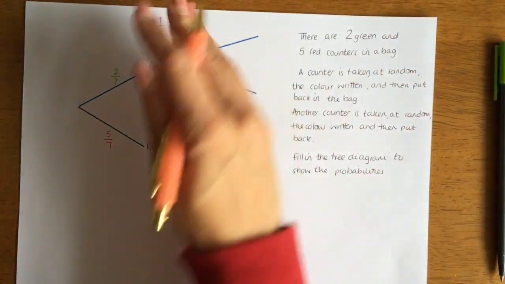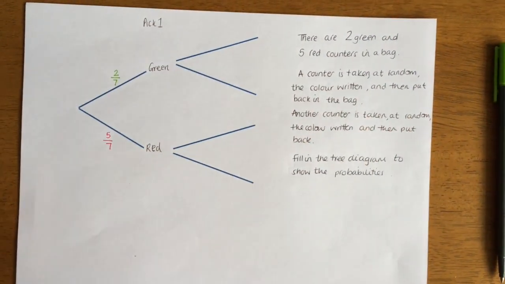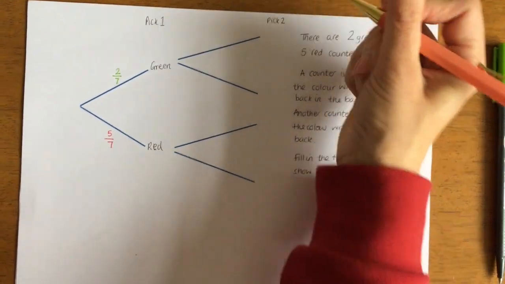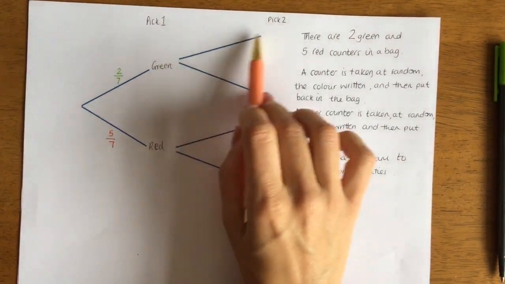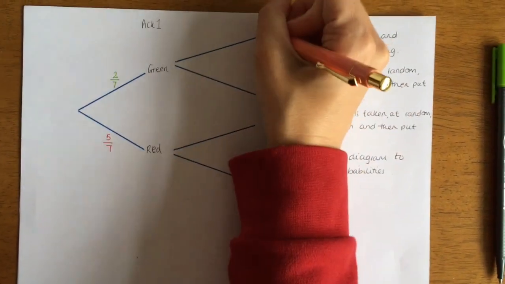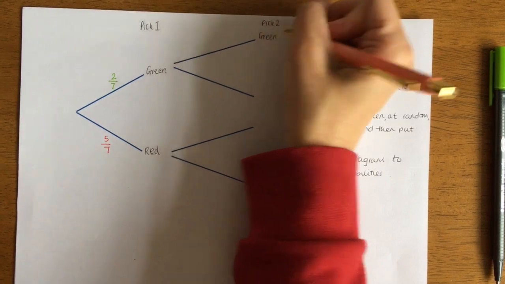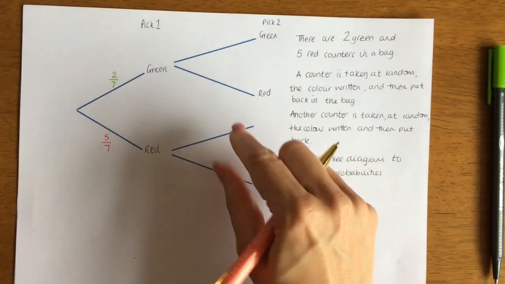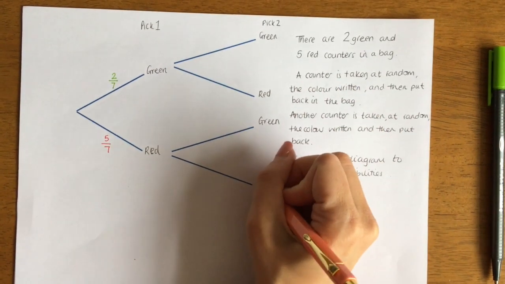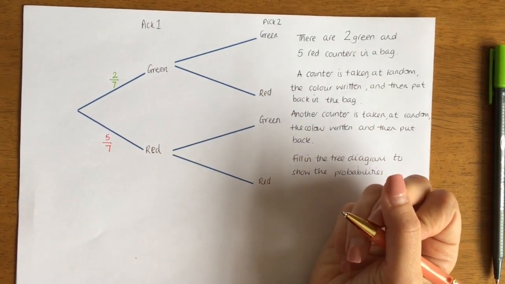So I've put my counter back in the bag. It didn't matter what I chose, but I'm going to choose again. So this is pick number 2. Again, I've just got 2 branches because I've got 2 things that I can choose from, and again, it's just green or red. This set of branches is just repeated. I'll explain why in a moment.